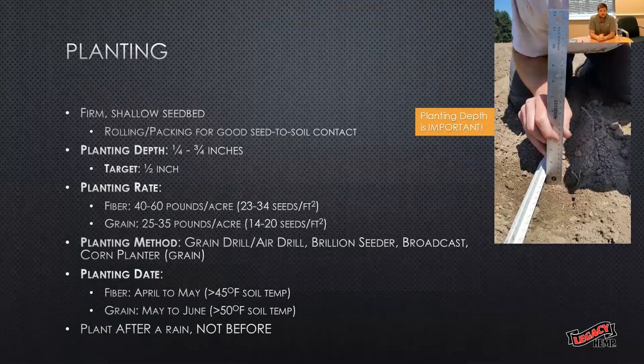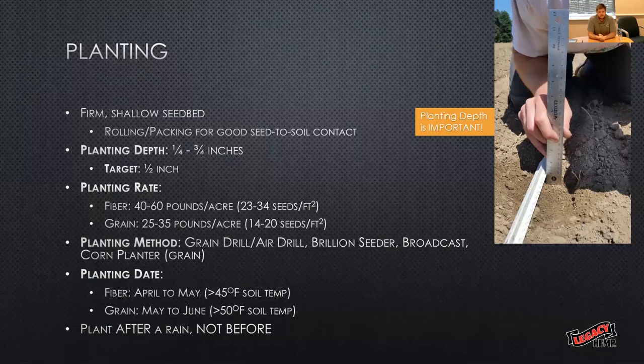When we get into planting, we want a firm, shallow seed bed. I like telling farmers to think more in terms of planting alfalfa as opposed to other crops. We look to having a firm seed bed by using a roller or a packer to have good seed to soil contact. Our planting depth is a range between a quarter to three quarters of an inch. We may be able to seed at a 1 inch depth on our sandier soils and drier conditions, but our target depth is 1/2 inch.